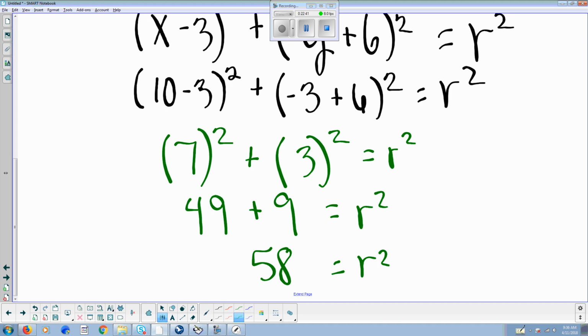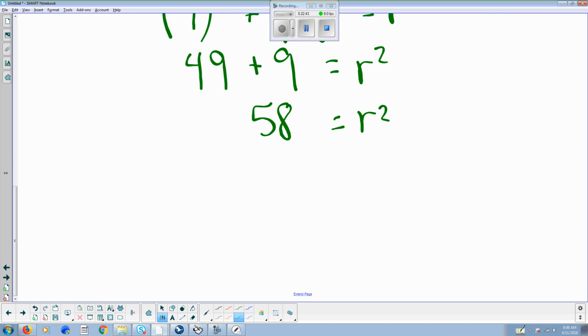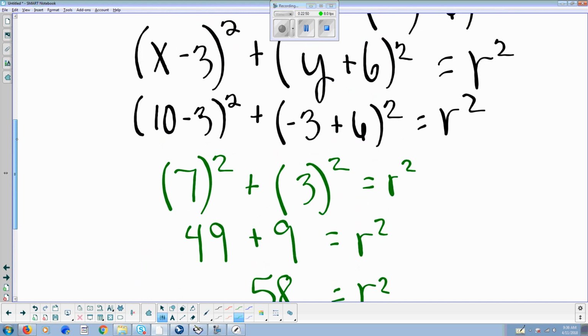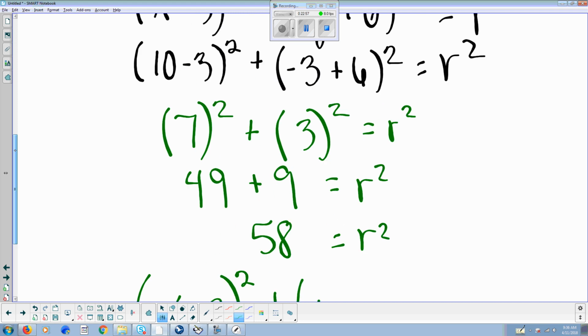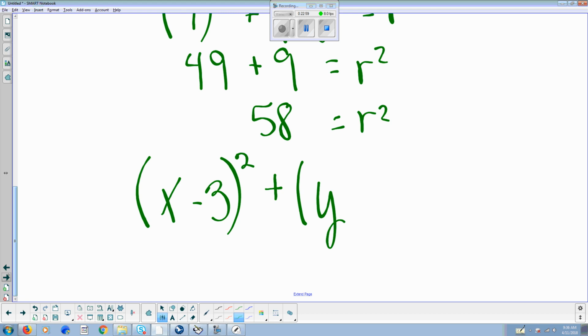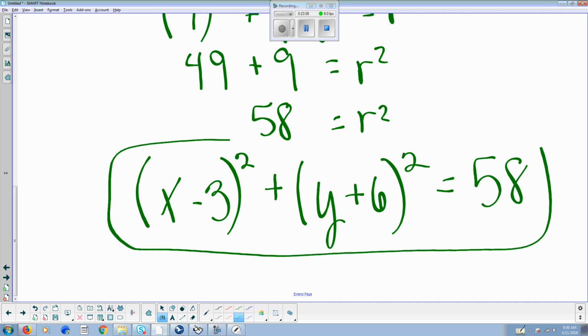So what the question asked me for was the standard form equation of the circle. So standard form equation is going to be (x minus 3) squared, plus (y plus 6) squared, equals r squared, which we just found to be 58. Here is the answer. This is the standard form equation of the circle that goes through those given endpoints of a diameter.